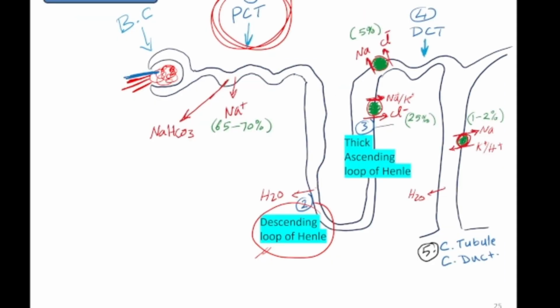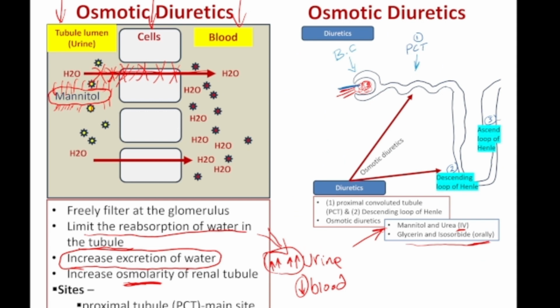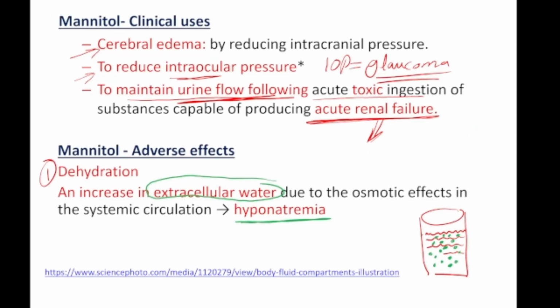So osmotic diuretics, we already talked about their clinical uses, which are very important. We have mannitol, glycerin, urea, isosorbide dinitrate. How does this medication work? Mannitol arrives to the urine when you prescribe it IV. It crosses Bowman's capsule and arrives to the urine lumen in the proximal convoluted tubule and the descending loop of Henle. It stays there, limits reabsorption of water in the tubules, and this leads to increased water excretion in urine, and we can use this to remove water from inside the cells. When you have a lot of water in the cells, this medication removes water from the cells.